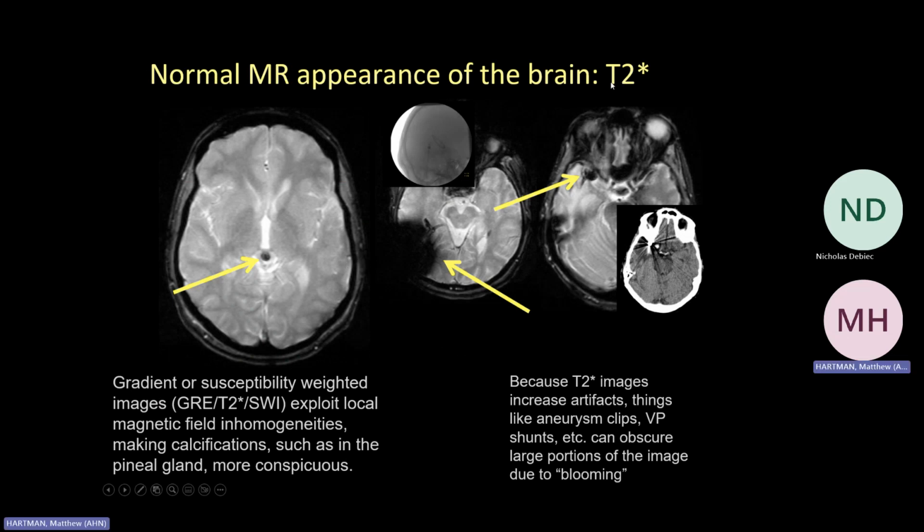T2 star, this is great if you're worried about blood products. And artifacts like here with the metal really get accentuated. Call that blooming.